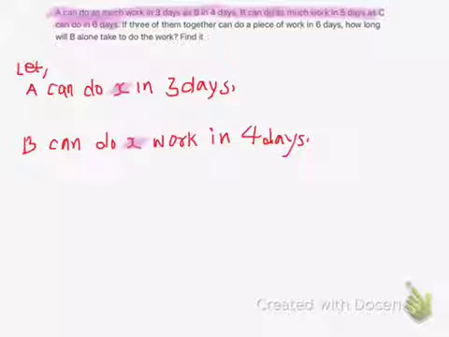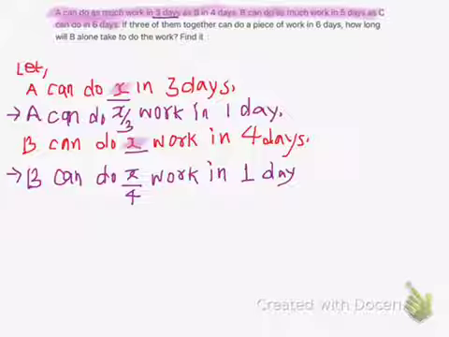Here, we don't know how much work A and B can do, but we do know that A and B do the same work. A can do X work in 3 days and B can do the same X work in 4 days. Here I have written the work A can do in 1 day, that is A can do X by 3 work in 1 day and B can do X by 4 work in 1 day.